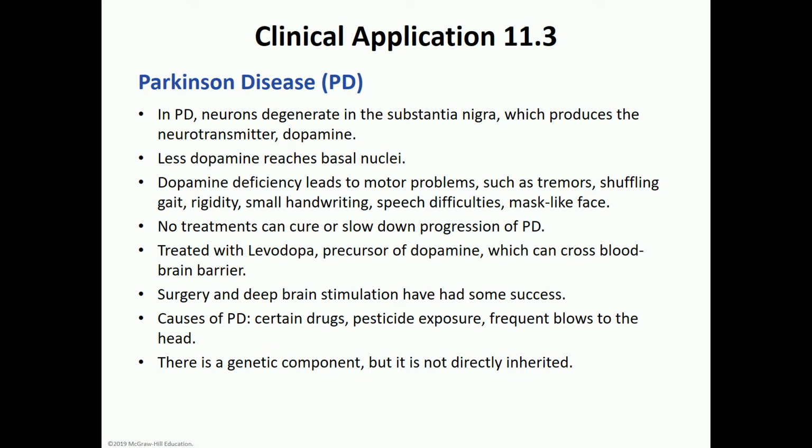Sometimes it tends to run in families, so there is a genetic component to it, but the most common things associated with it are certain drugs, pesticide exposure, and frequent blows to the head. So again, think of Muhammad Ali getting all of these blows to the head while he was boxing, and then later on in life he developed Parkinsonism.